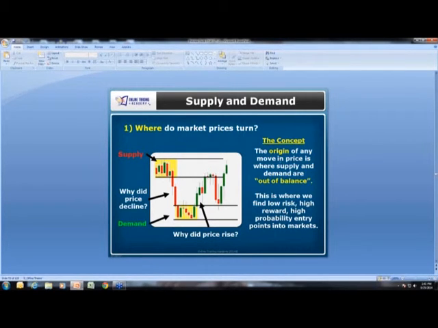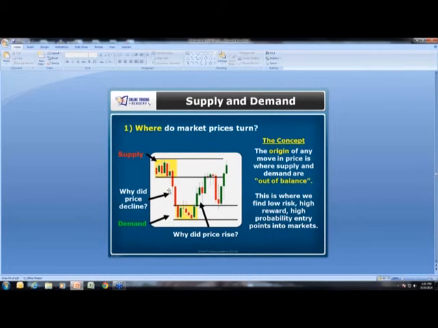Let's take a look at this. Price is going sideways here on the top left. We call that supply, because price is going sideways because supply and demand are in equilibrium. The origin of the move is right here, out of that supply zone, and these big 3 red candles drive price lower. Why did price decline?